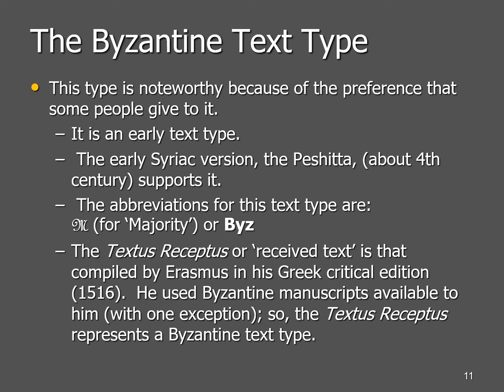The Textus Receptus, or received text, is the manuscripts that Erasmus used for his 1516 critical edition of the Greek New Testament. He only had a few manuscripts, but he believed that he had the received text, and therefore the text that points to the original reading. For his work, though, he used Byzantine manuscripts available to him, with one exception, and so this Textus Receptus really represents the Byzantine text type.